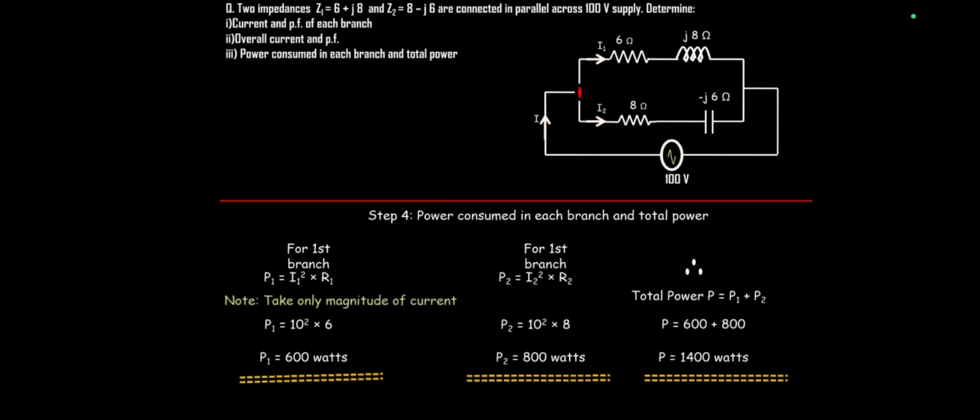In this way, we solved this problem of parallel RLC circuits, and we got the current and power factor of each branch, the overall current and power factor, and the power consumed in each branch and total power. So I hope you understood this problem very well. Thank you very much.